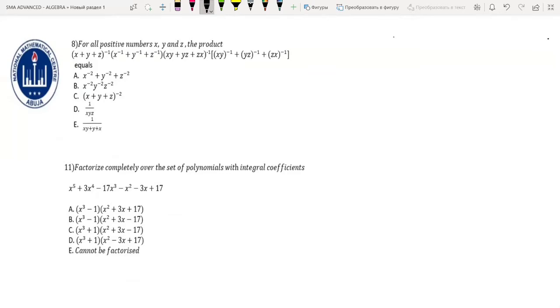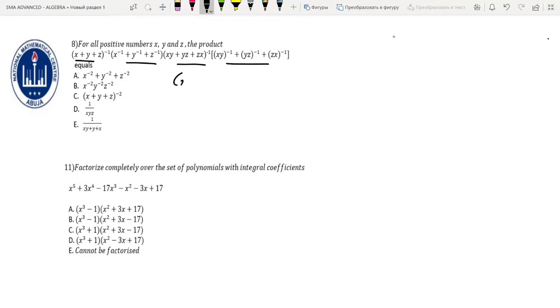The question goes like this. For all positive numbers x, y and z, the product this equals to what? So this is just a question that is based on how familiar we are with the laws of indices. So I'm just going to express each and every one of these four terms to be multiplied. We're going to remove all these power ones from them and express them in the best possible form before we do our multiplication. Because right now it's difficult to multiply at first.